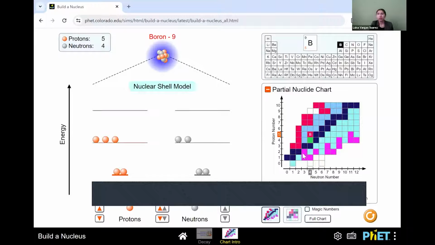In highlighting the magic numbers, we can visually see why or how the magic numbers increase stability. For example, if we go to helium.